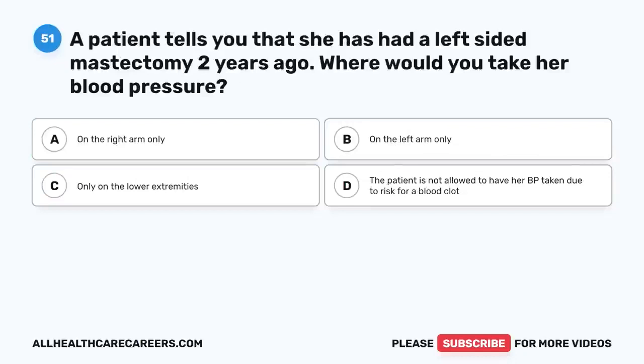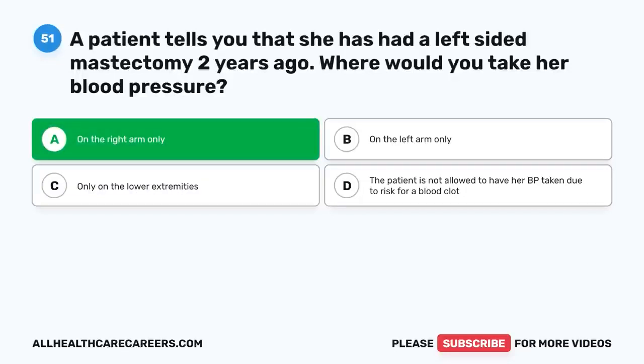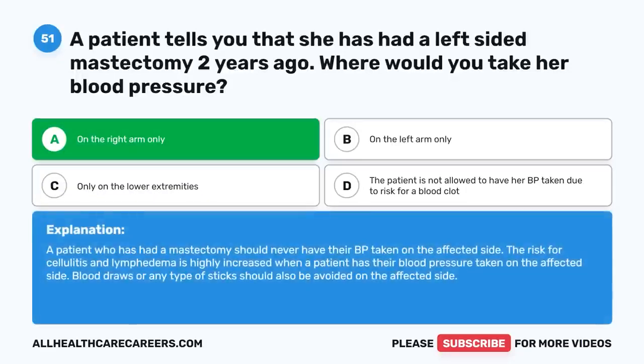Question 51. A patient tells you that she has had a left-sided mastectomy 2 years ago. Where would you take her blood pressure? A. On the right arm only. B. On the left arm only. C. Only on the lower extremities. D. The patient is not allowed to have her BP taken due to risk for a blood clot. The correct answer is A. On the right arm only. A patient who has had a mastectomy should never have their BP taken on the affected side. The risk for cellulitis and lymphedema is highly increased when a patient has their blood pressure taken on the affected side. Blood draws or any type of stick should also be avoided on the affected side.